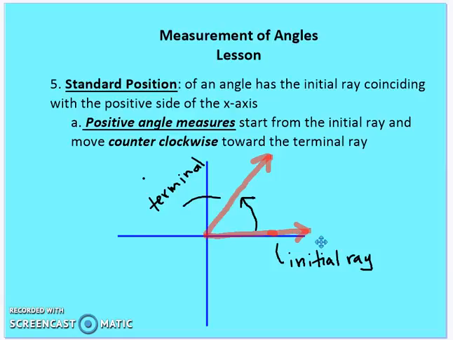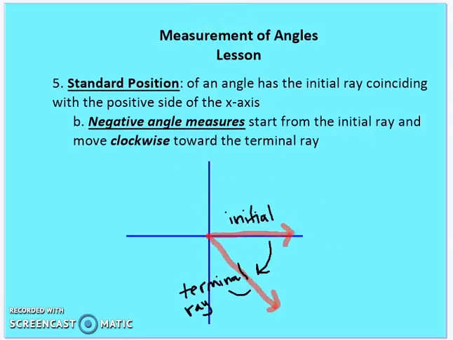So the initial ray typically starts at the x-axis. The terminal ray rotates in a positive fashion, in a counterclockwise rotation. So the terminal ray and the initial ray form the angle. Of course, I can have a negative angle measure if I rotate the terminal ray clockwise, and then this angle measure would be considered negative.